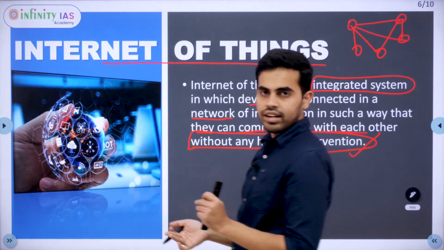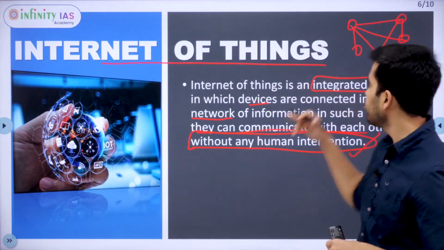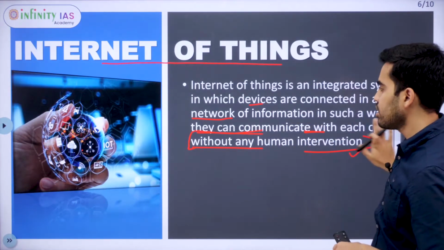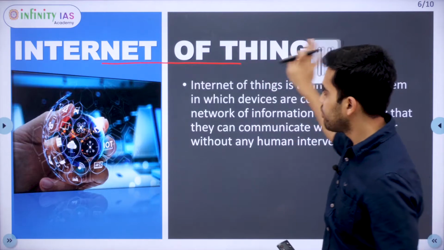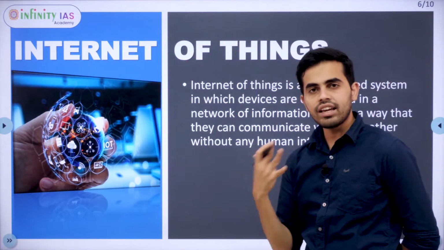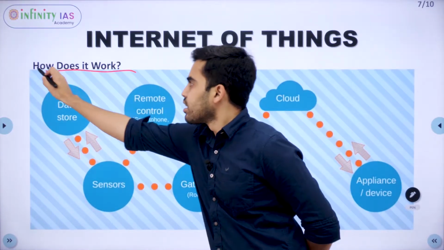There can be human interaction, that is, humans can modify or give orders to these devices, but even without human interaction, they should be able to communicate with each other. So we will see how this Internet of Things actually works. How does it work?